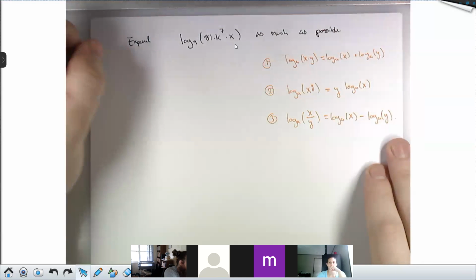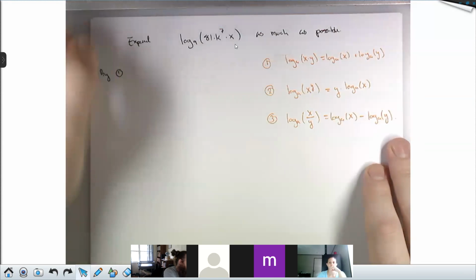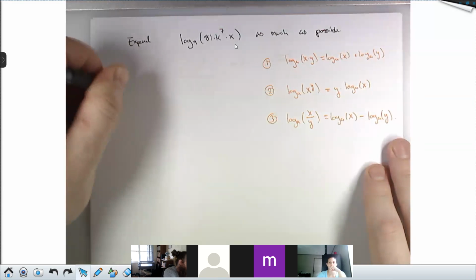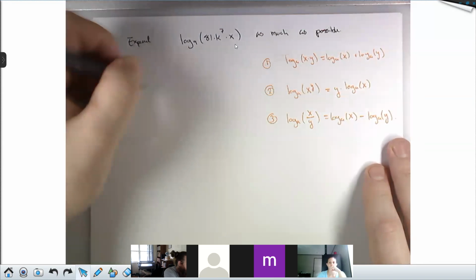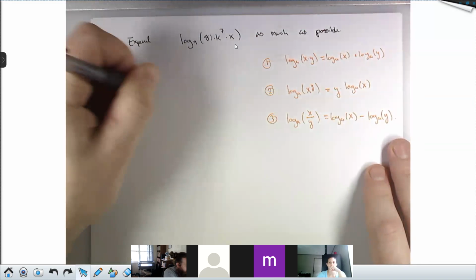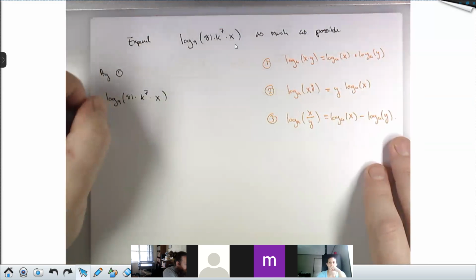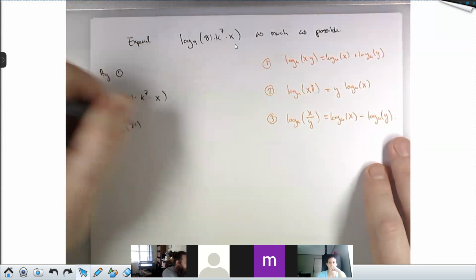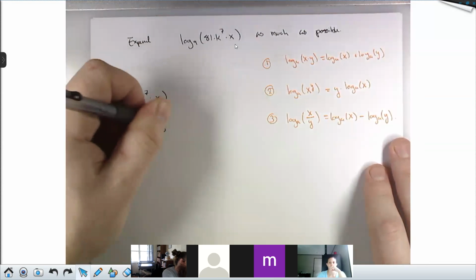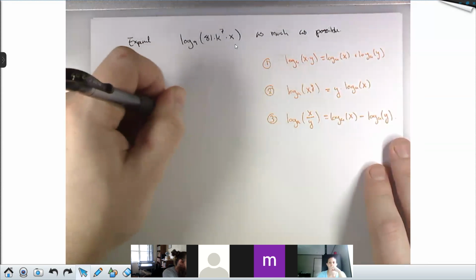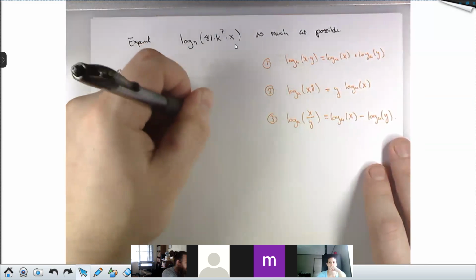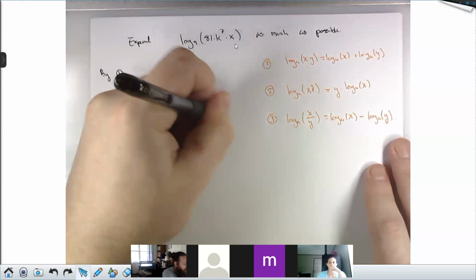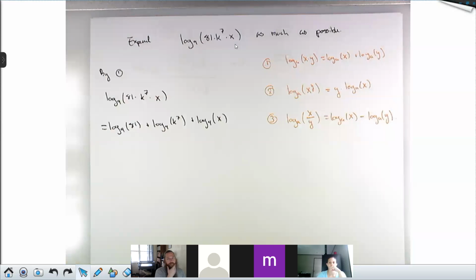So by property 1, the base 9 log of 81 times k to the 7 times x would be equal to the base 9 log of 81 plus the base 9 log of k to the 7 plus the base 9 log of x. So we're using this property twice, once for each of these instances of multiplication.